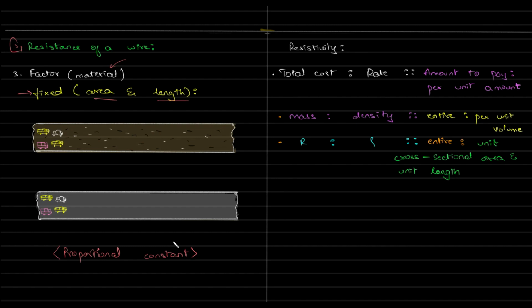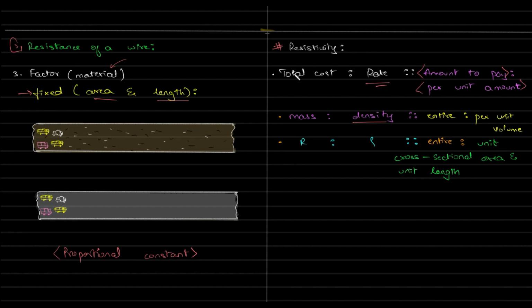It depends mainly on the material, the shape, the structure and all of that. That proportionality constant, when it comes to resistance, is known as resistivity. Resistivity is like a rate. It's like density with respect to mass, or rate with respect to total cost. The total cost of anything you buy depends on the number of things you buy. The total cost is the total amount to pay, while the rate is fixed.